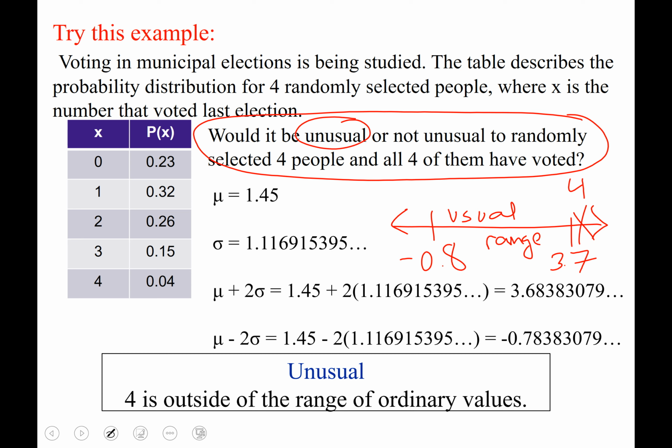Okay, now there is a chance that you didn't do any of that work and you got it right still. Well, you had a 50-50 chance, but there's an even easier way. If you remember, a few moments ago I rewound and talked to you about probabilities being less than 0.05. Well, look at this right here. The probability of selecting 4 people and exactly 4 of them having voted is 0.04. That is less than 0.05. So you could have immediately, just by looking at this line right here, gone, oh, that's unusual. It's too low. It's unlikely to happen.